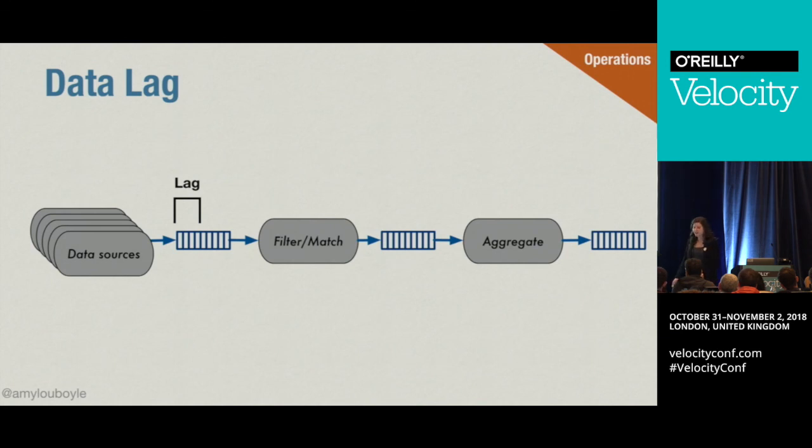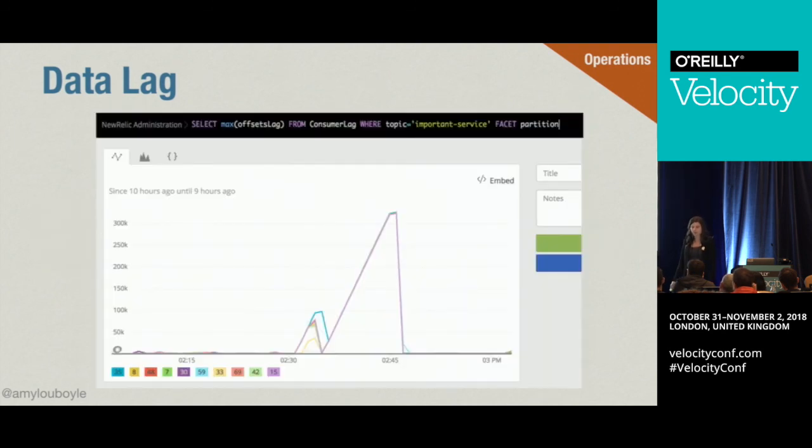Another key indicator we have is data lag. Data lag is the time between when we're consuming data and the bleeding edge of when it's being produced. If we have the timestamp on the messages of the time they're produced onto the topic, this is the difference between the latest consumed message by the filter matcher and the latest produced message by our data sources. So we monitor this as well, with another custom event.